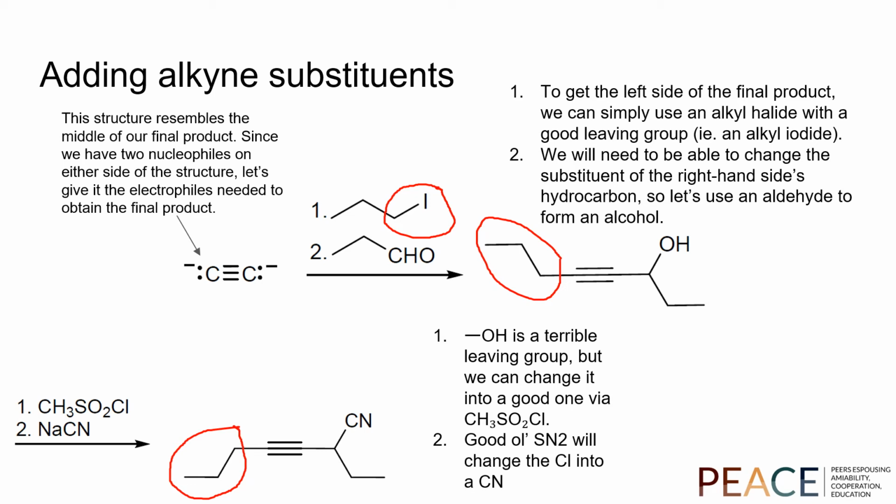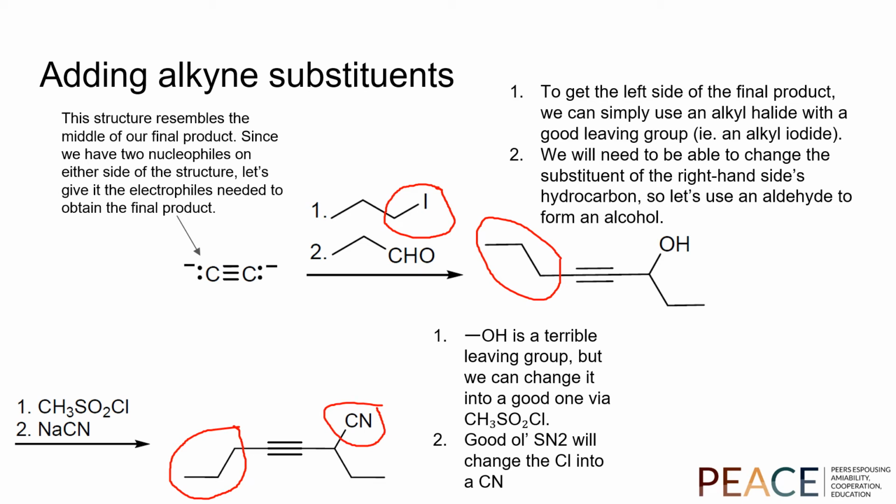For the right substituent of the final product, it's a little bit more complicated because we'll need to be able to eventually augment the first carbon to the right of our triple bond, and we'll need to be able to add a CN group.